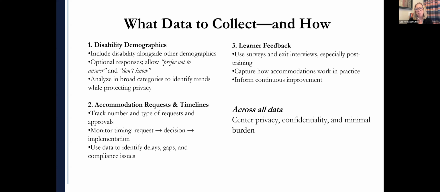The second area is monitoring formal accommodation requests. So programs should track how many requests are made, the types of accommodations that people are requesting. For example, Maggie brought up schedule adjustments, but there's also things like assistive technology. And then you want to know how many of these accommodation requests have been approved. It's important to track things like time to decision, and decision to implementation. I've heard stories of people requesting accommodations that took 8 months to put into place. That's 8 months without having access to your training environment.